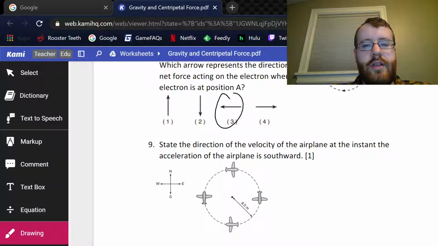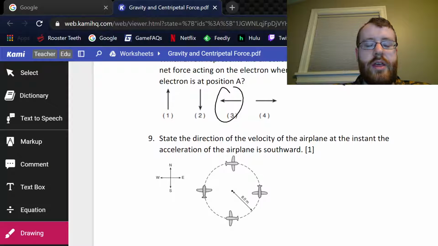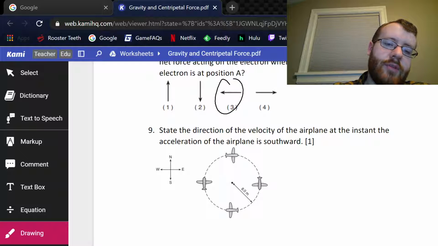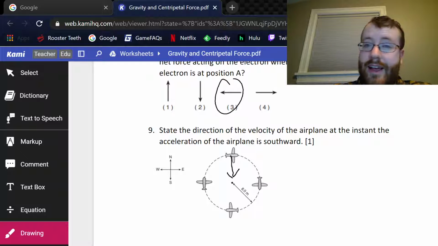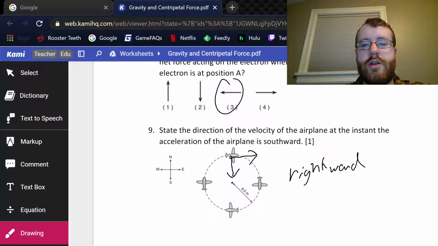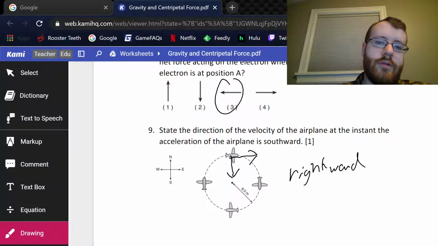State the direction of the velocity of the airplane the instant the acceleration is southward. Okay, so the acceleration southward, that's when it's at the top. It's accelerating down, which means that the velocity, kind of a weird question, but the velocity at that point is going over to the right. So it is rightward, or eastward, you could say.